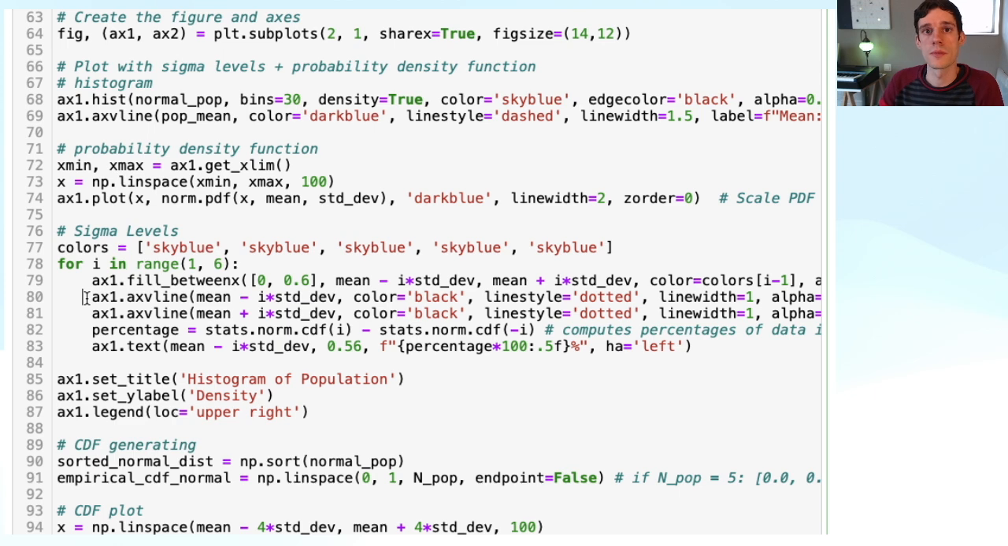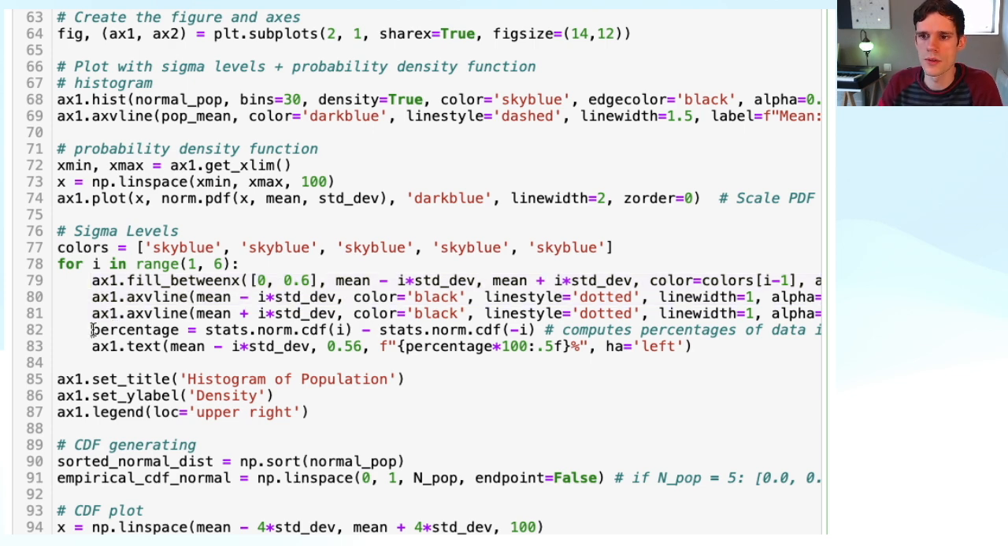Now, to fill in the space between these lines, we go to the first line in our for loop. Here we again use the function fill between x. Now the first parameter is the lower and the upper y value of our filling rectangle, in this case 0 to 0.6. And the second and third parameters in this function indicate the bounds on the x-axis. So again, the same as the vertical lines. The left bound will be the mean, which is 0 in our case, minus I times 1 standard deviation. And the upper bound will be the mean plus I times the standard deviation. And thus these three lines take care of these different regions with these different bounds.